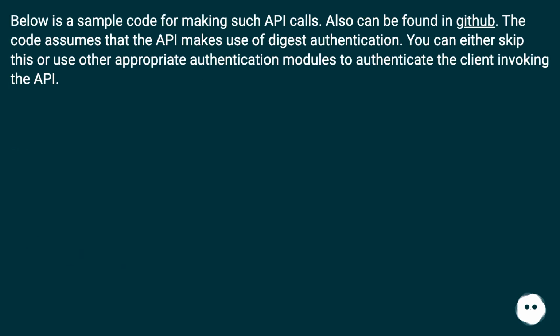Below is a sample code for making such API calls. Also can be found in GitHub. The code assumes that the API makes use of digest authentication. You can either skip this or use other appropriate authentication modules to authenticate the client invoking the API.